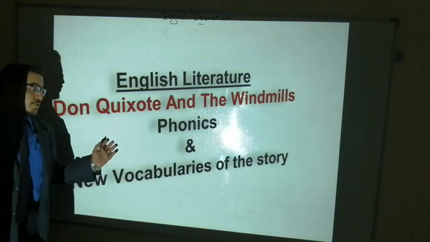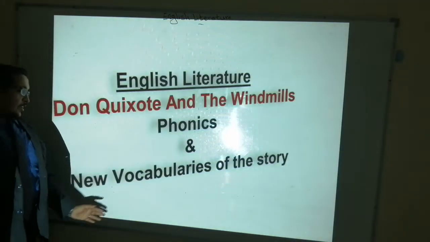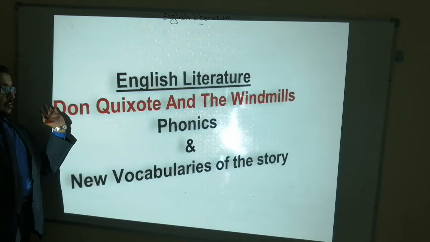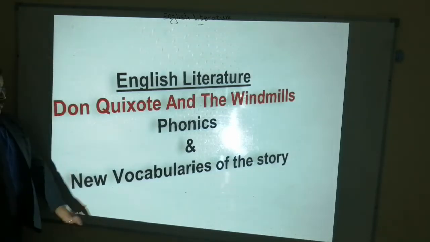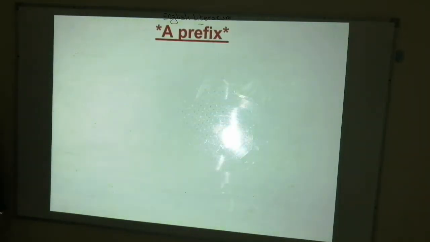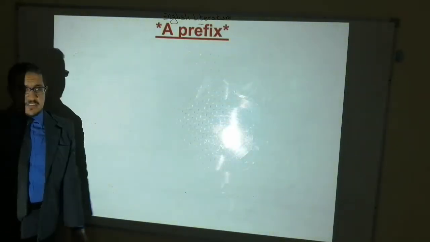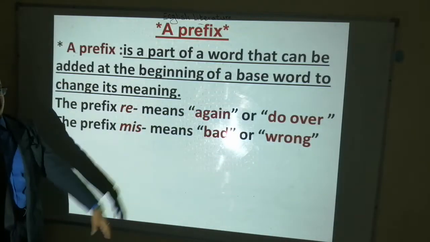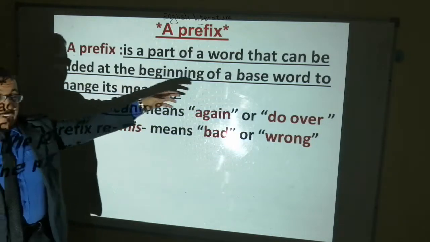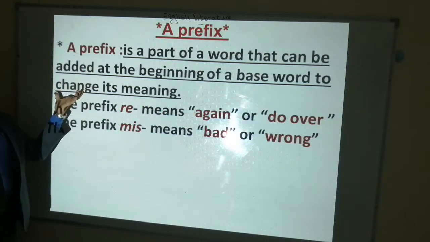Today we are going to explain our new lesson for phonics and new vocabularies for the story Don Quixote and the Windmills. We start by studying the phonics lesson. We are going to talk about a prefix. What is a prefix? A prefix is a part of a word that can be added at the beginning of a base word to change its meaning.